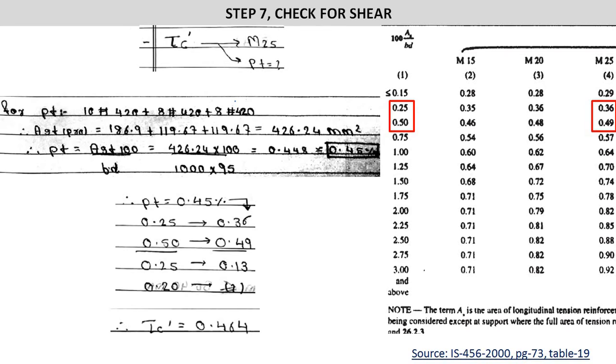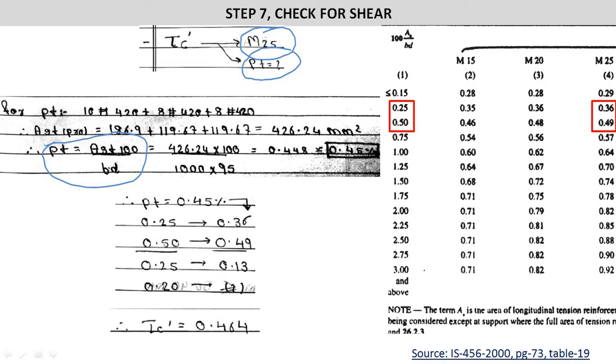To calculate tau C dash, you have to go to page number 73 of IS 456-2000, table number 19. For calculating tau C, you need two values: the grade of concrete, which is already given in the question, and the percentage of steel. So the main target is to find the percentage of steel. The formula is percentage of steel equals area of steel in tension into 100 upon B into D.